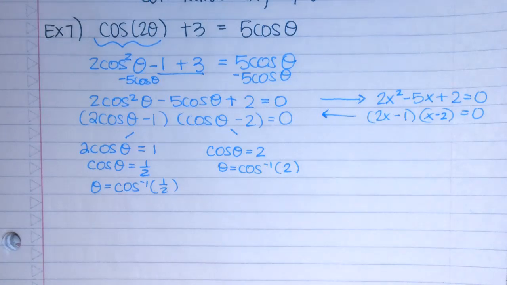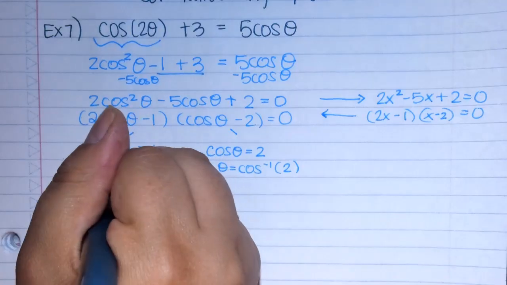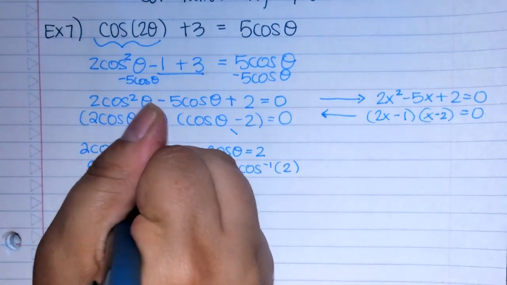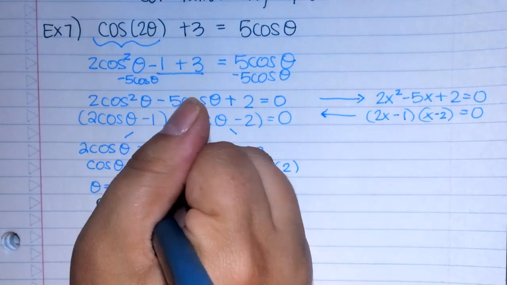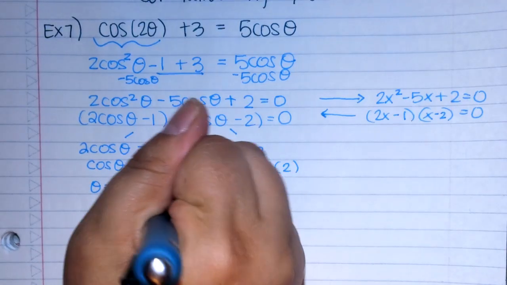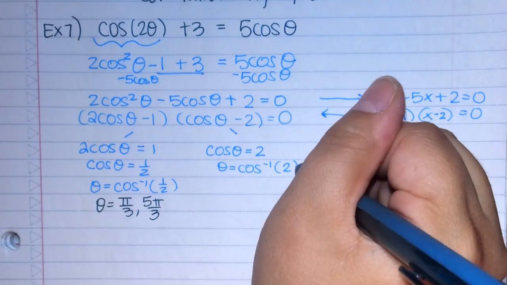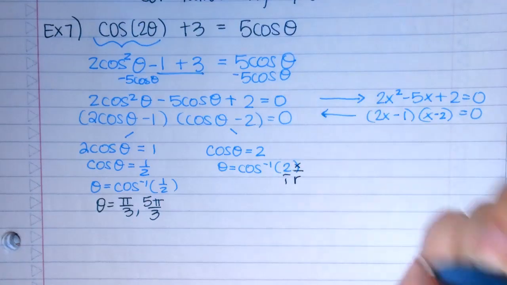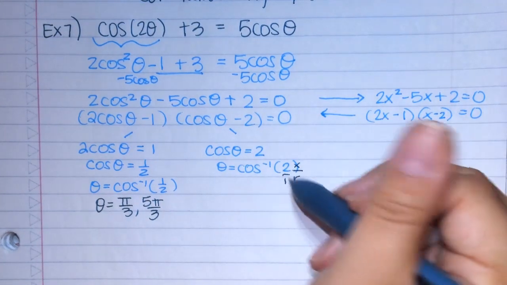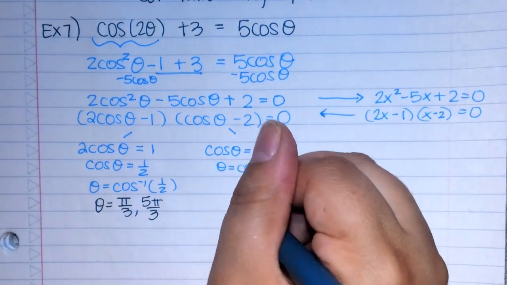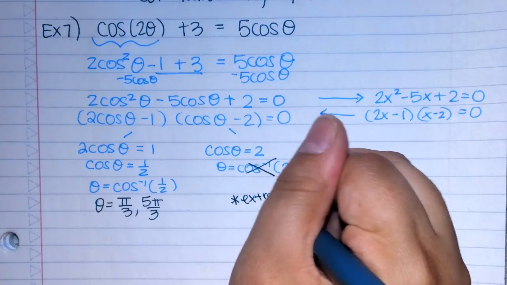What is the inverse cosine of 1/2? Where is cosine 1/2? Pi over 3 and what? 5 pi over 3. Where is cosine 2? Why is it impossible? It's x, y, r. It doesn't work. It is extraneous.